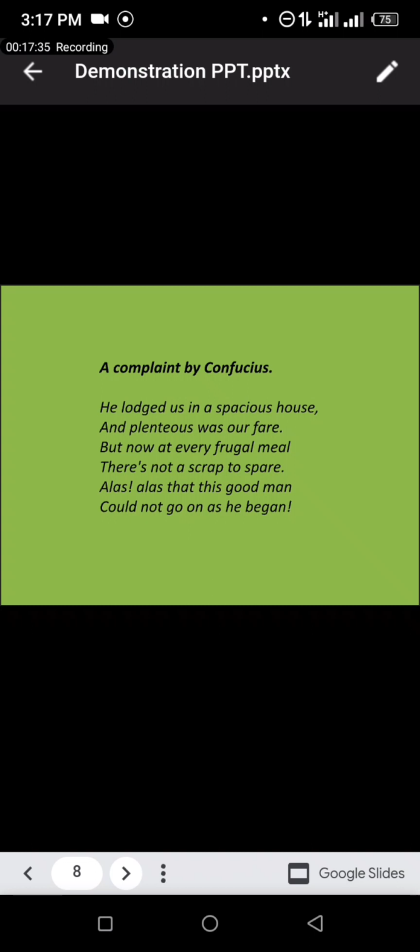So that's Confucius. Can anyone read the poem written by Confucius, which was a complaint? Thank you very much. The poem goes like this: He lodged us in a spacious house, and plenteous was our fare, but now at every frugal meal there's not a scrap to spare. Alas, alas, that this good man could not go on as he began. So that is the complaint by Confucius.